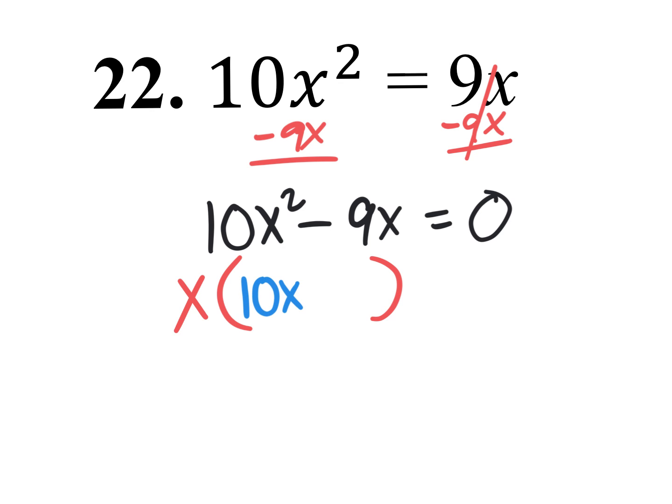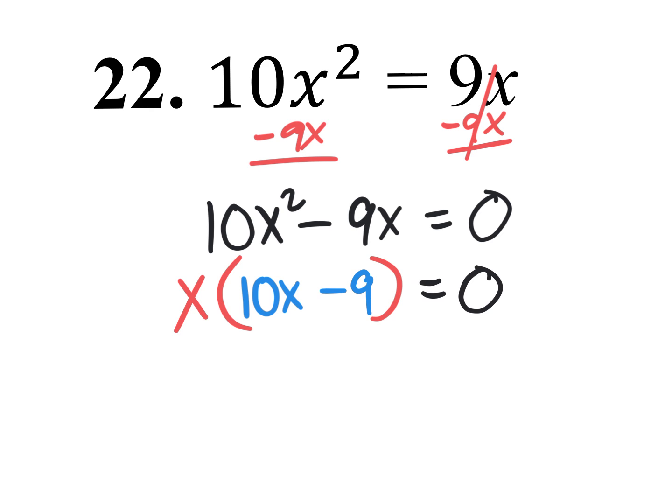10x to the 1, right? Think about it. X times what gets you back to a 10x squared? X times 10x gets you back to a 10x squared. X times what gets you to a negative 9x? Negative 9. There you go. So we have factored, and it is equal to 0 now. It was equal to 0. It's still equal to 0.